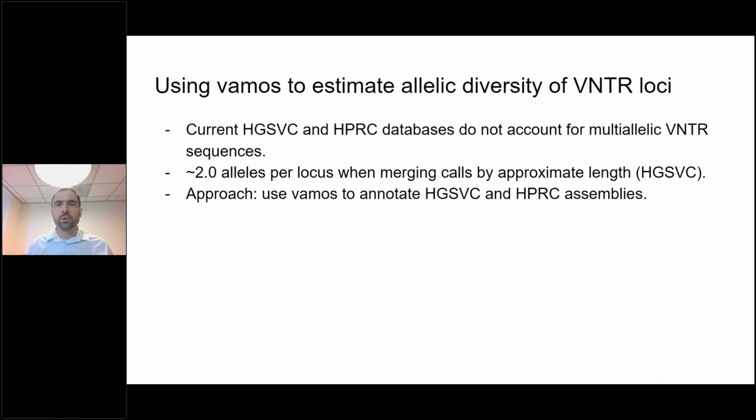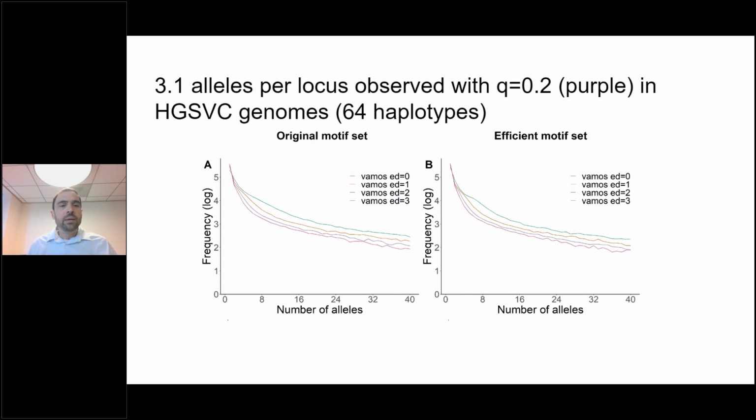And we use the tool VAMOS to annotate that. And so simply, we have more alleles. When we use a fair bit of compression, we get about 3.1 alleles per locus when we annotate this set of 400,000 loci with VAMOS. And so what's shown here are the number of alleles and the frequency of how often we see different loci with that number of alleles.